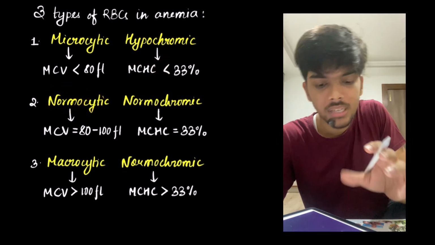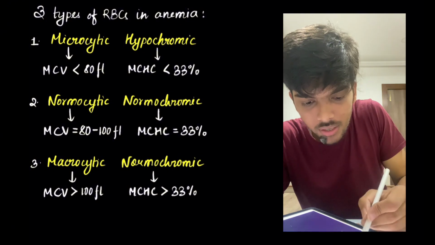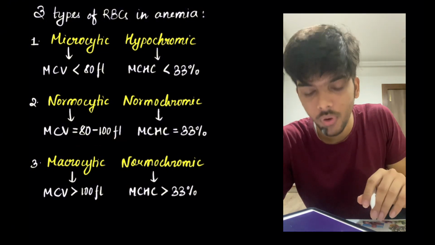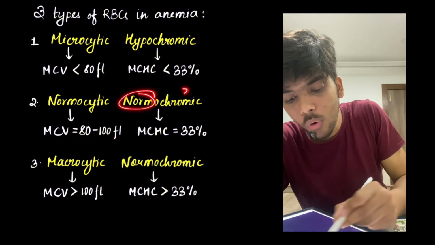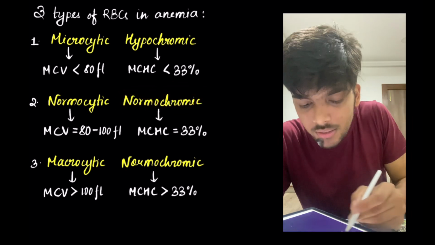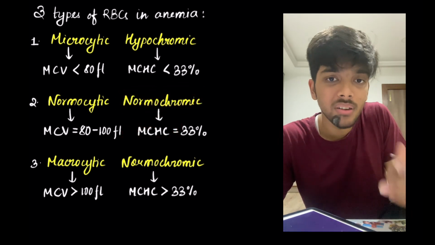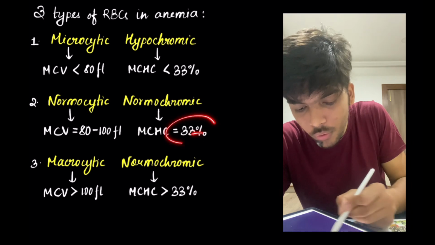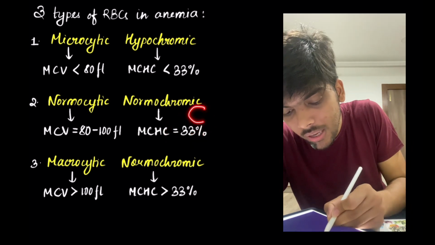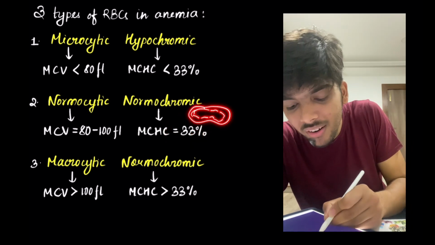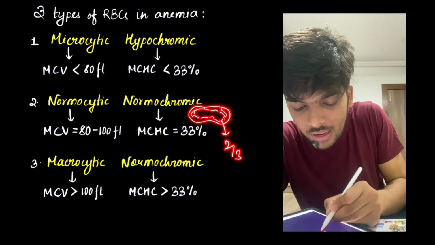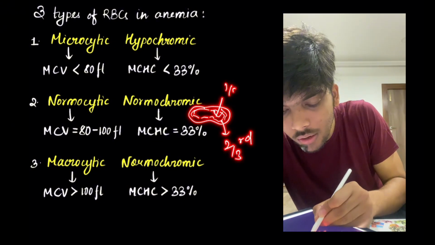Normocytic, normal sized. So the size of the RBC is normal, 80 to 100 femtoliter. Normochromic, normal colored, that is the MCHC or the hemoglobin concentration in a single RBC, it is going to be 33%. With peripheral red, which is 2/3, and the central pallor, which is 1/3.